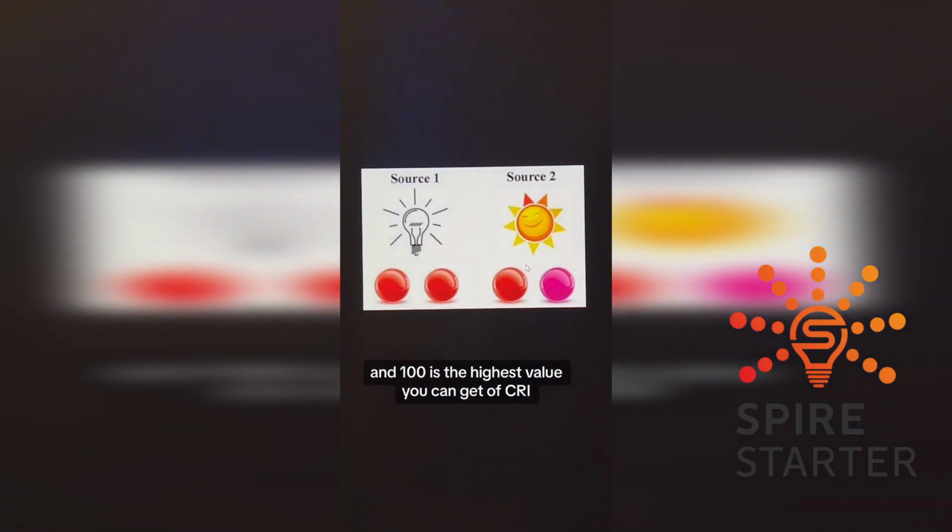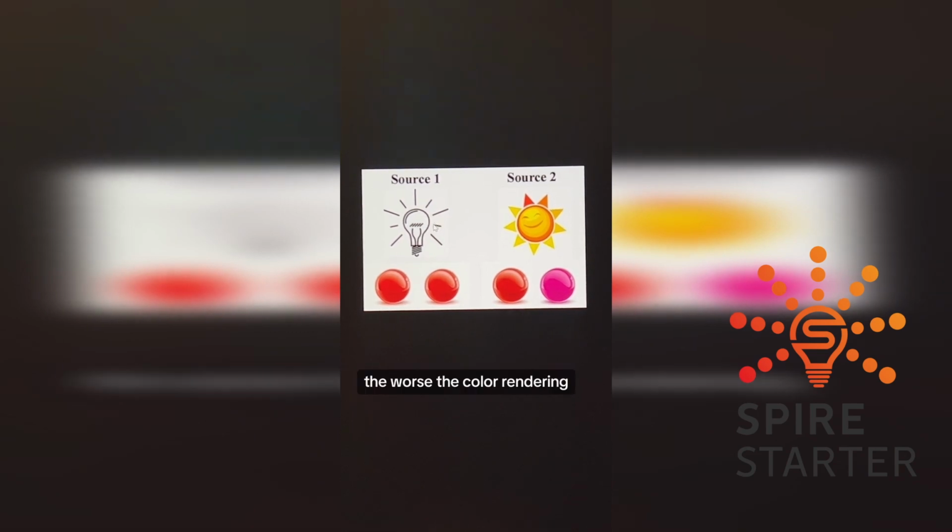And 100 is the highest value you can get of CRI. Everything else is rated against sunlight. And the lower the CRI index number, the worse the color rendering. So this would have, I don't know, maybe like a 70 CRI.